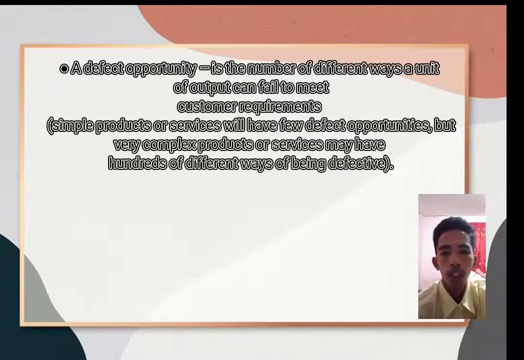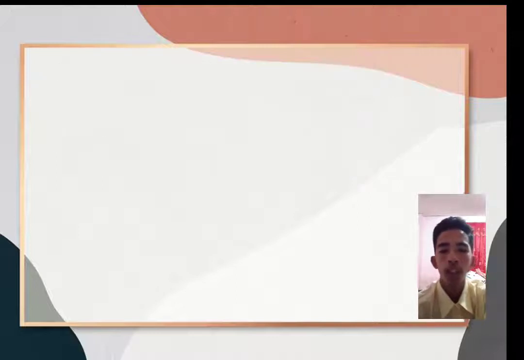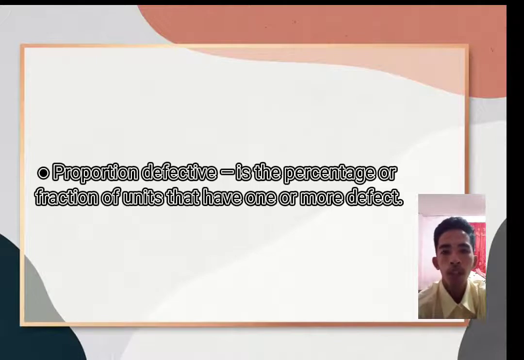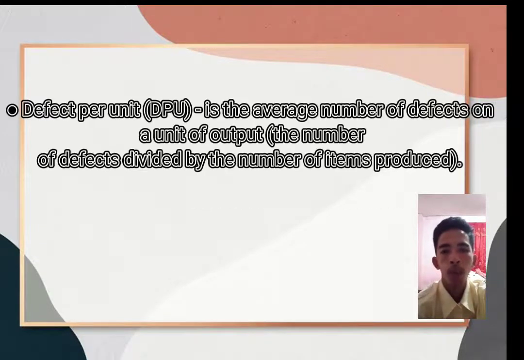A defect opportunity is the number of different ways a unit of output can fail to meet customer requirements, product or services. Very complex products or services may have hundreds of different defect opportunities. Proportion defective is the percentage or fraction of units that have one or more defects. Defects per unit, or DPU, is the average number of defects on a unit of output: the number of defects divided by the number of items produced.